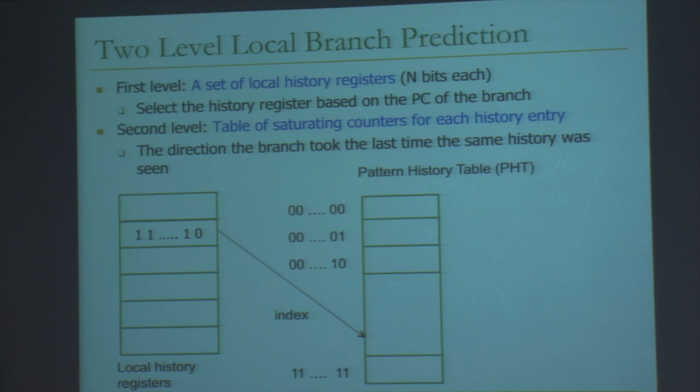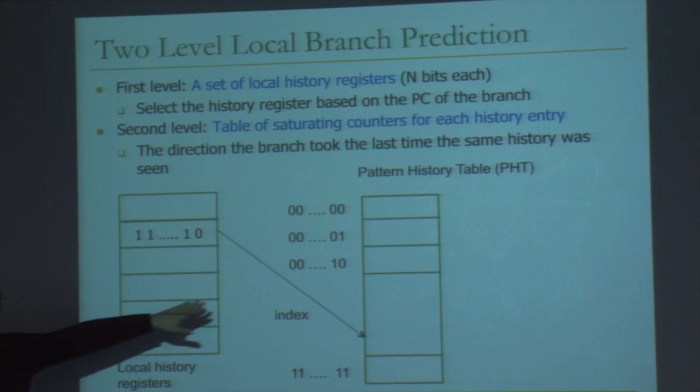And this is what it looks like. In the first level, you have a set of local history registers per branch. These are per branch, which means that you need to have separate tables, probably, right? Does that make sense? And then you select the history register based on the program counter of the branch. The second level is a table of saturating counters for each history entry. Again, this could be per branch, right? In the best implementation, this is actually per branch.